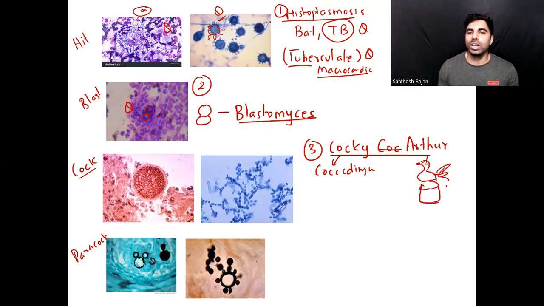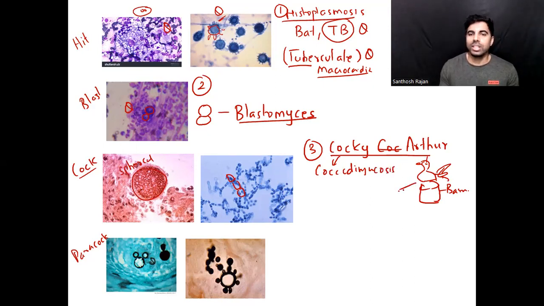Where is it sitting? On top of a barrel. When you enlarge it, it looks like a barrel shape. So you call this the barrel shaped arthrospore, one. And this is the sporule, sporules with spores. If you see arthrospore, that is coccidioidomycosis.